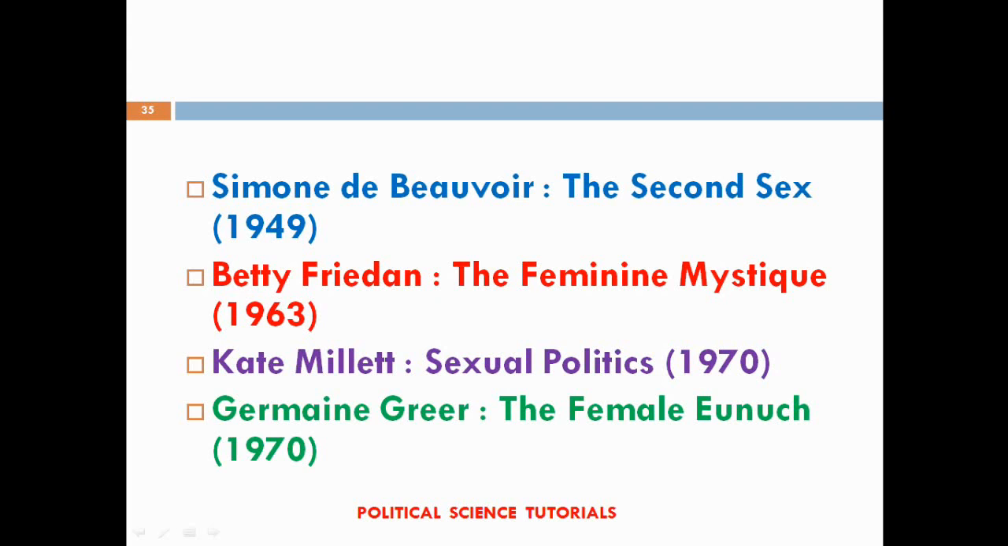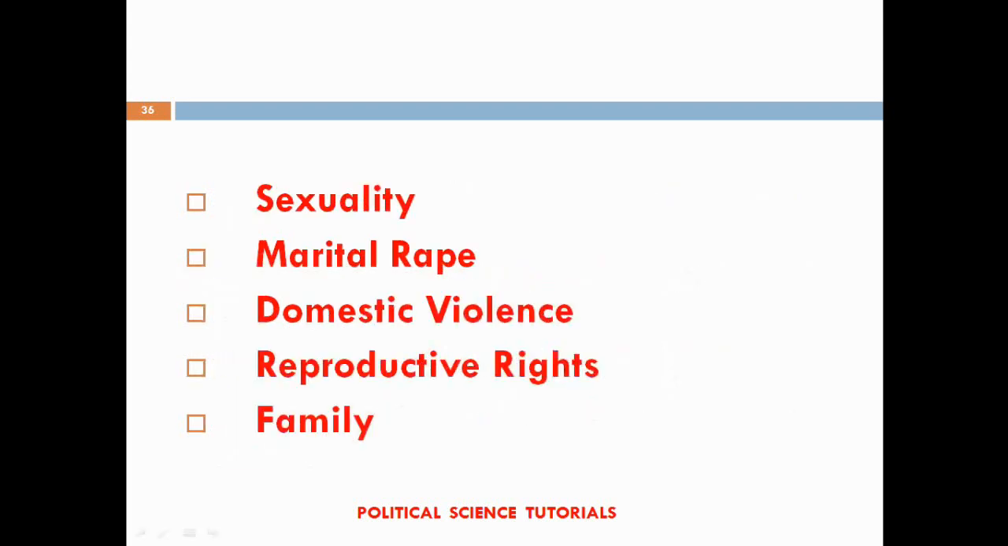In the first wave of feminism, the movements were limited to Western countries, but in the second wave, it became a global movement. This movement addressed some fundamental issues that affect female lives. It referred to different dimensions such as sexuality, marital rape, domestic violence, reproductive rights, family, etc.